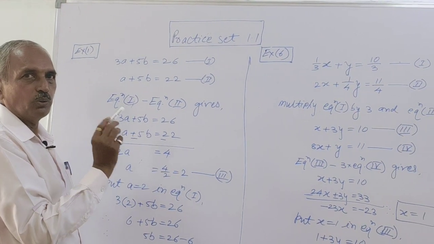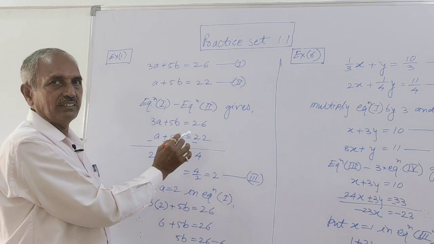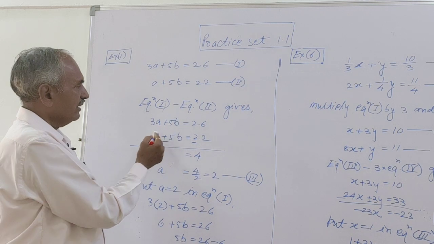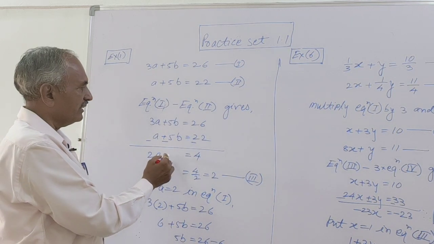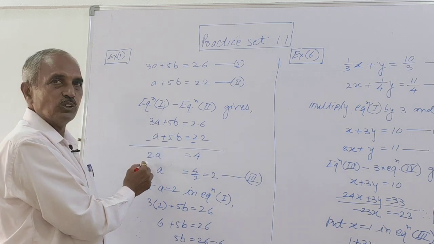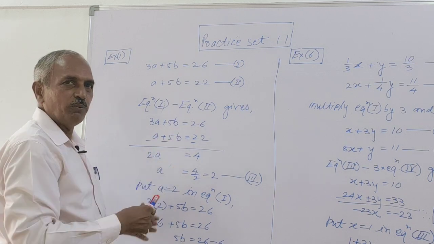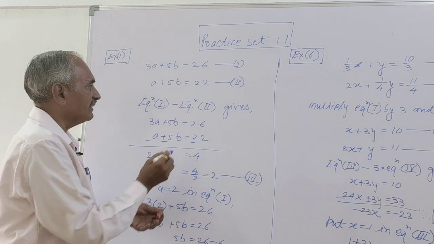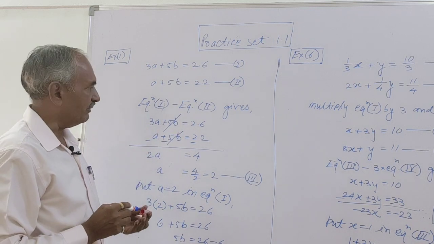Now you have to look at these signs. Forget the earlier signs. Now in this equation and this equation, I am going further to get the next step: 3a minus a is 2a, 5b minus 5b will cancel each other. Nothing will remain in the next step.